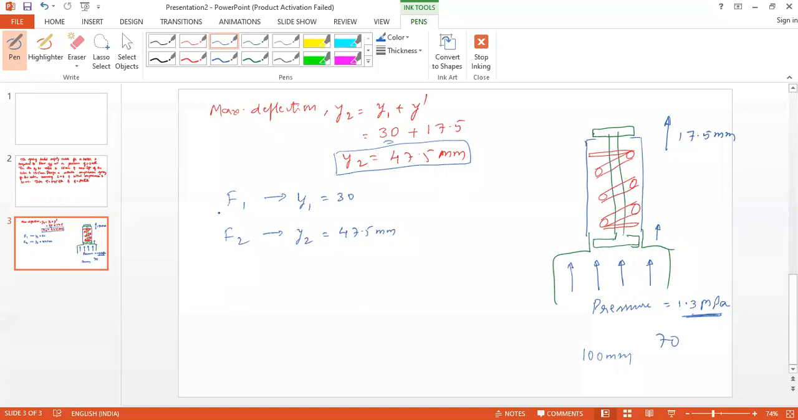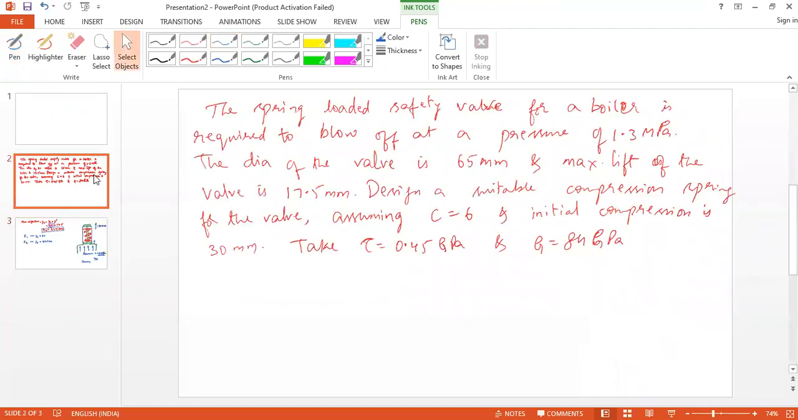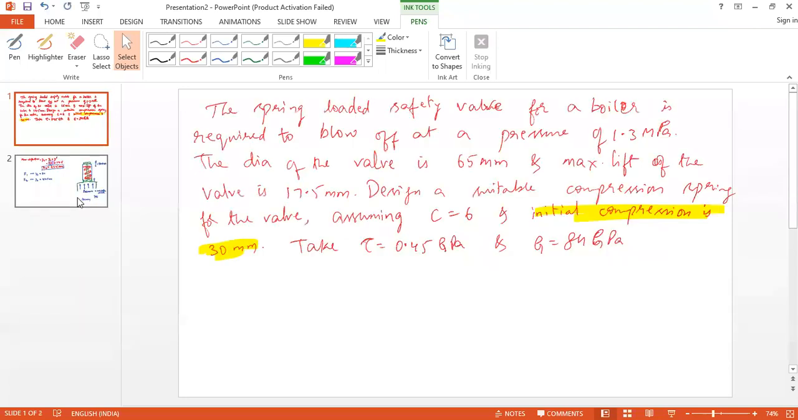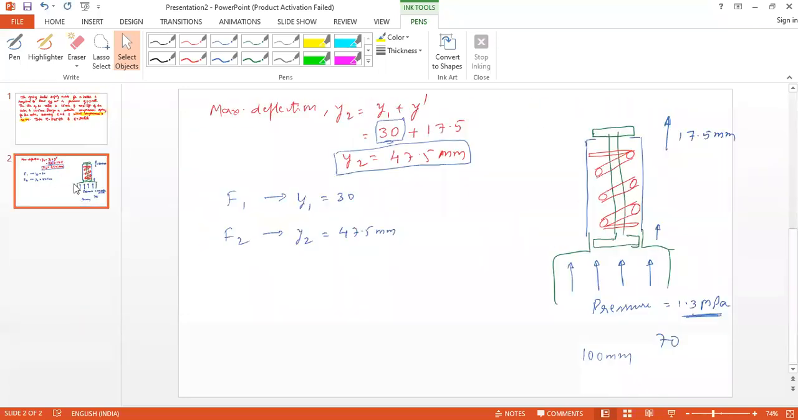Sir, from where did you get Y1, sir? Y1 is 30 mm, it is given in the question. Yes, sir. Got it, sir. 30 mm, it is given in the question, the initial compression. So initially the spring has been compressed and it has been placed here.